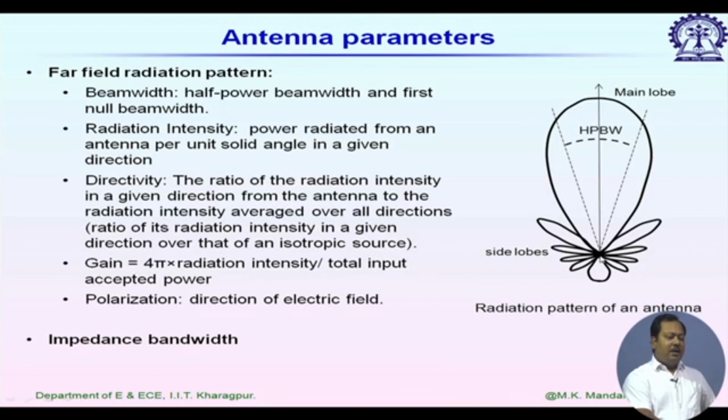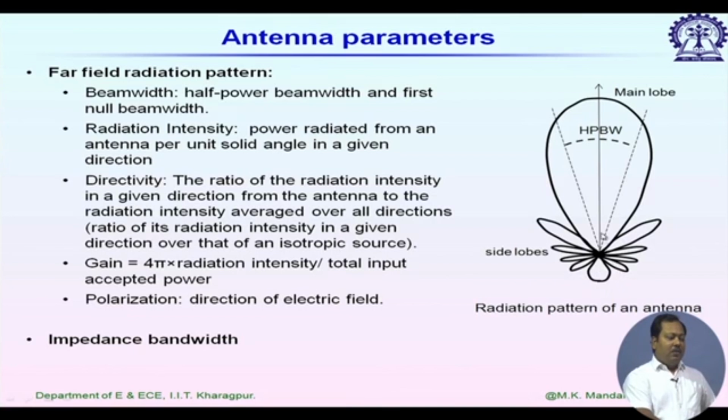The desired direction of radiation is shown by this arrow, and we call this the main lobe of the antenna. In addition to the main lobe, we can see we have some radiation in other directions also. These are called the side lobes of the antenna, and we also have some radiation just in the back side compared to the desired direction. We call it the back lobe of the antenna.